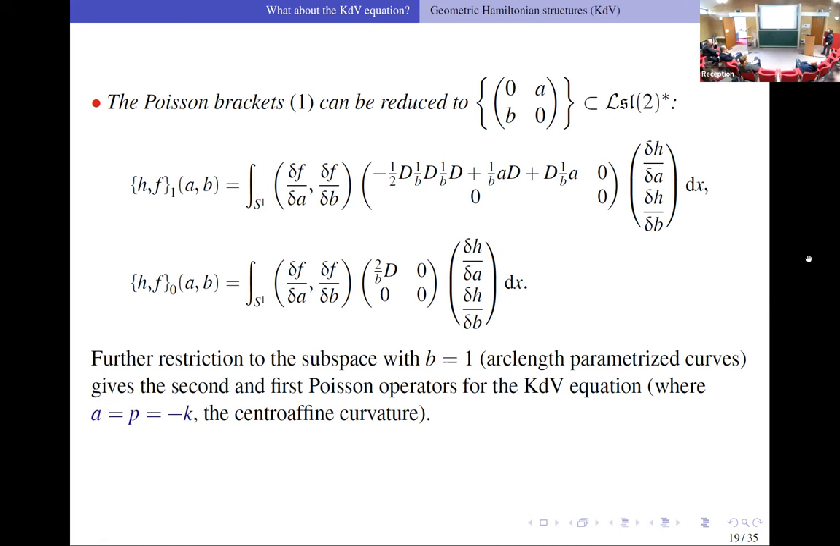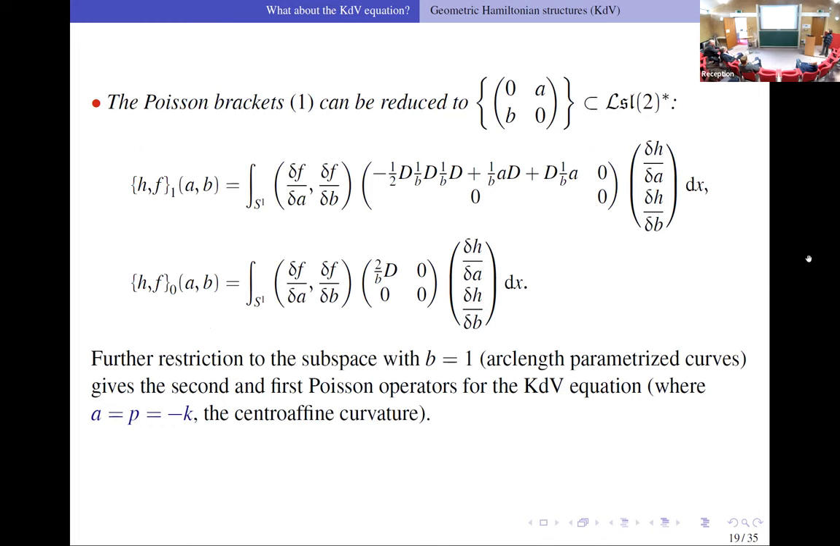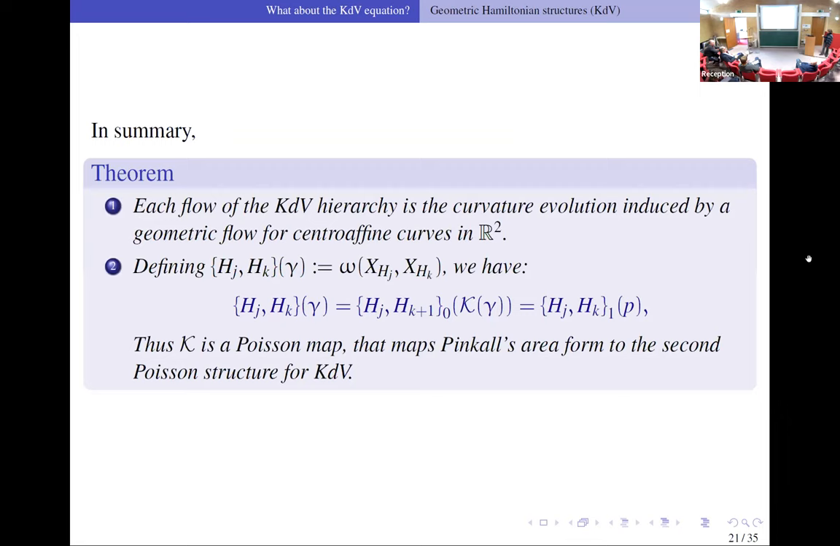A little more, you might ask, is there an analogue of the Miura map? Yes, of course, there is a Miura-like map for these two. And no surprise, it is the map that connects the two PDEs, the PDE that is the Pinkall flow and the PDE that is KdV. And all you do is map your curve to the curvature, the centroaffine curvature. You can compute its differential following the machinery of Langer and Perline, and you notice that the differential can be expressed in terms of the second Poisson operator for the KdV hierarchy, the third order operator.